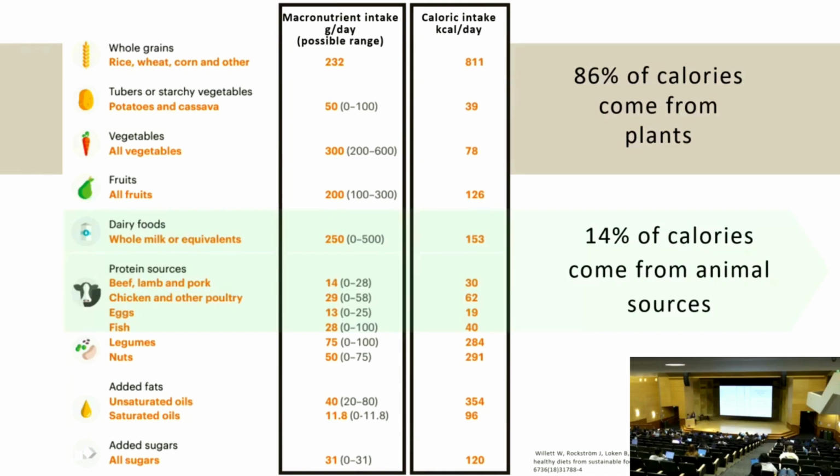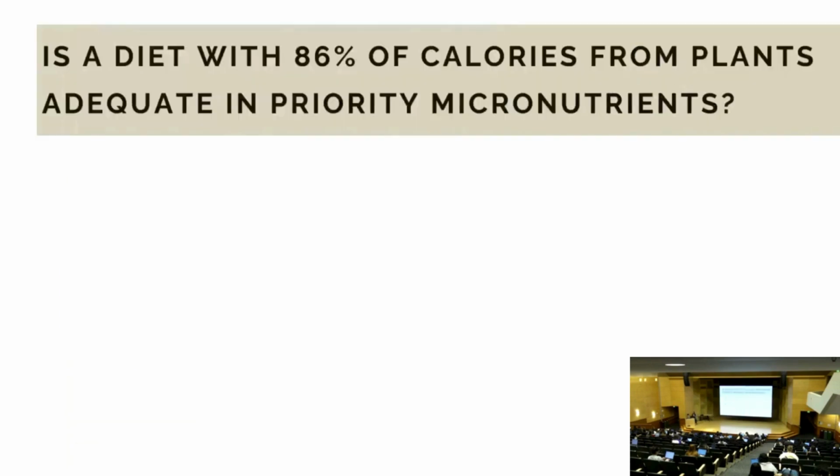So this raises some questions in terms of, can we actually get all of our nutrients when we're consuming 86% of our calories from plants? What about nutrients that might be found only in animal source foods? And so this is exactly the question that was explored by Ty Beal and his team in the literature, and you'll get to hear from him next week.